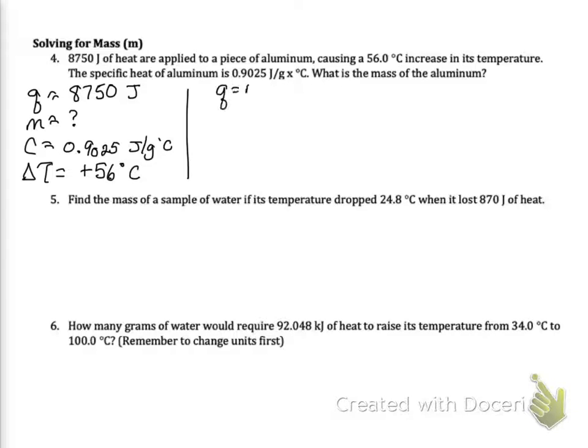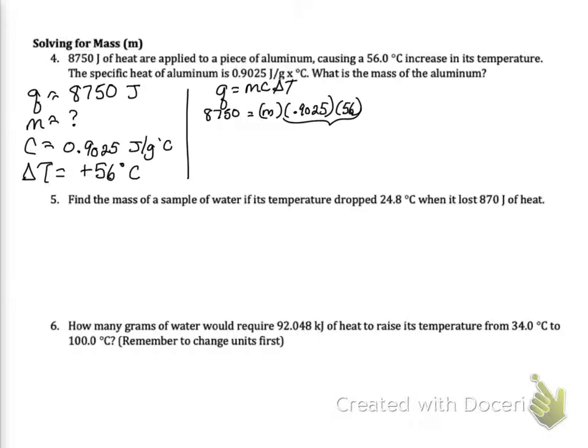So Q equals MC delta T. In this problem, Q is 8,750. M is my unknown. C is 0.9025. And the delta T is 56 degrees Celsius.